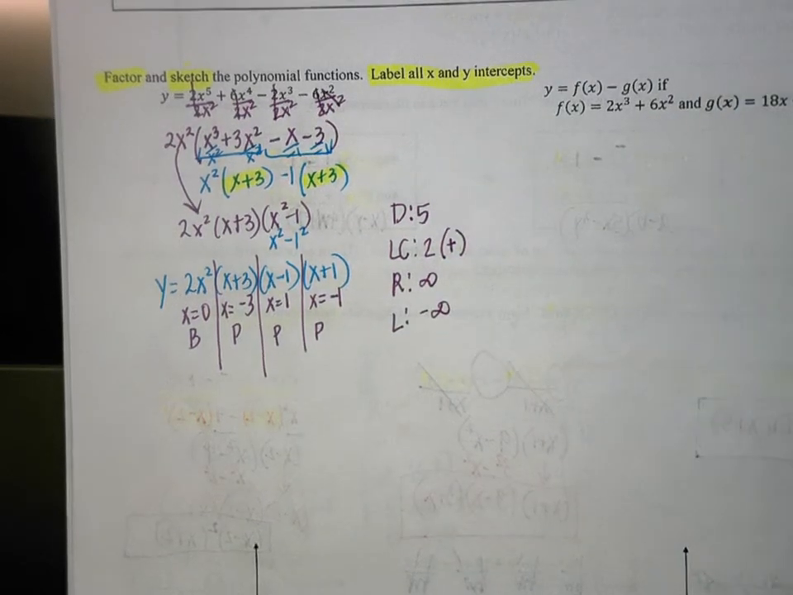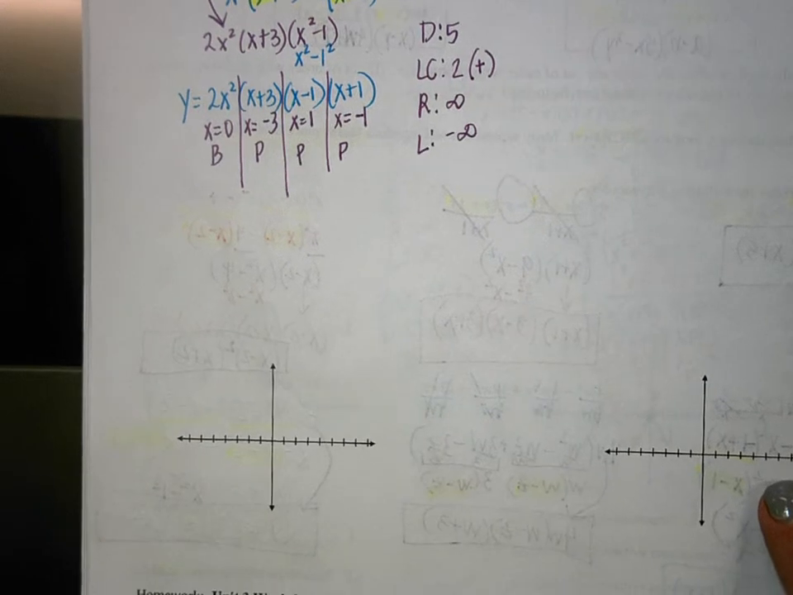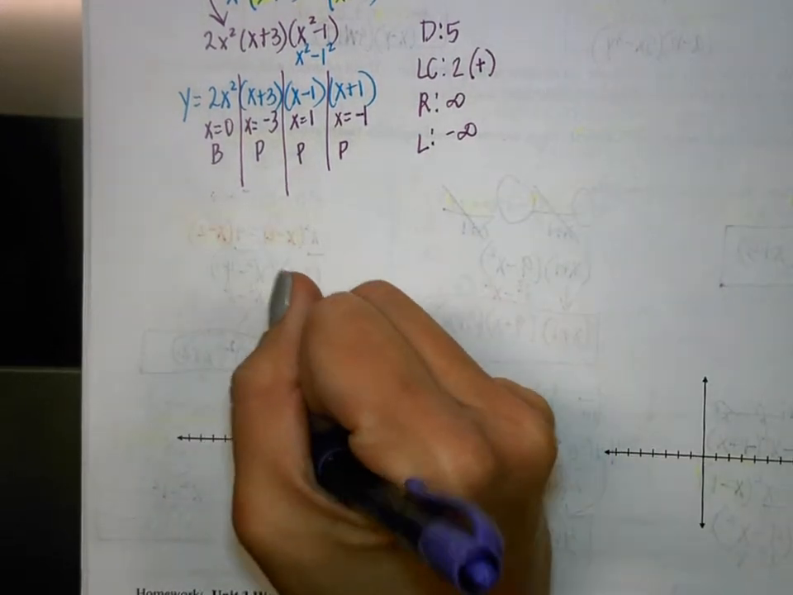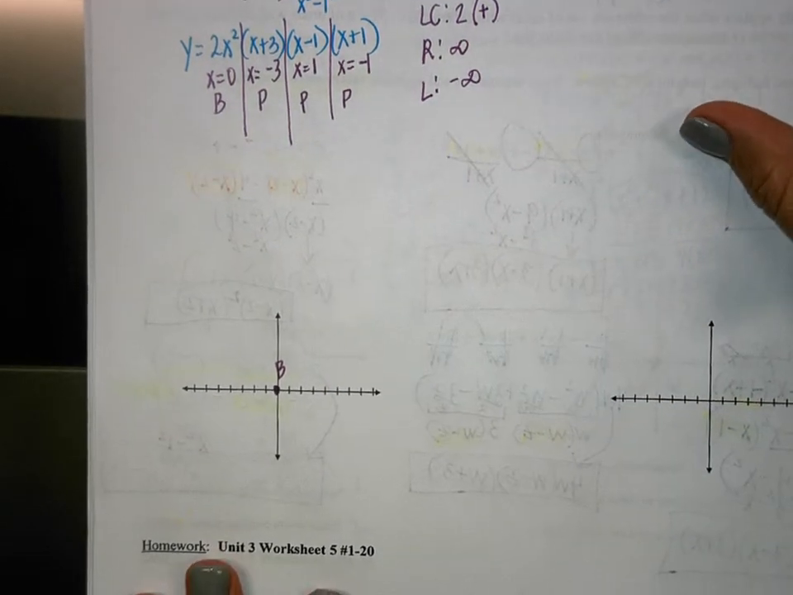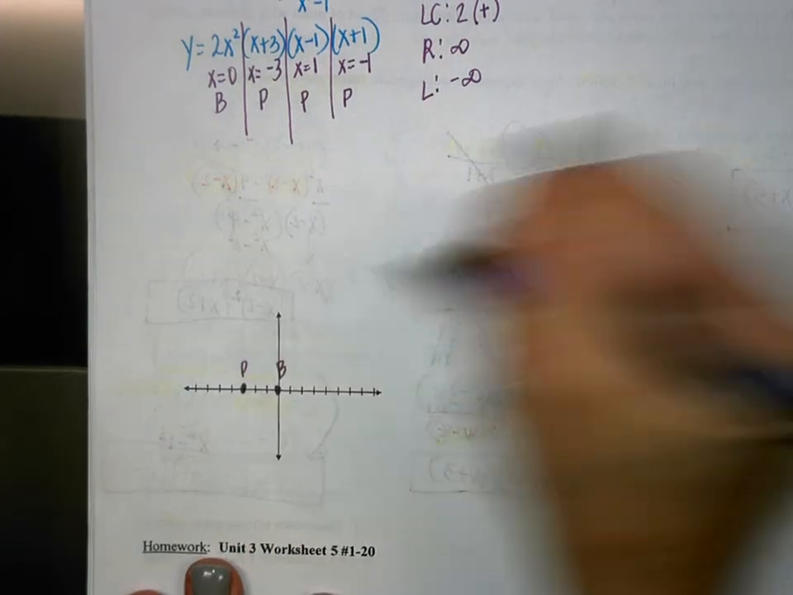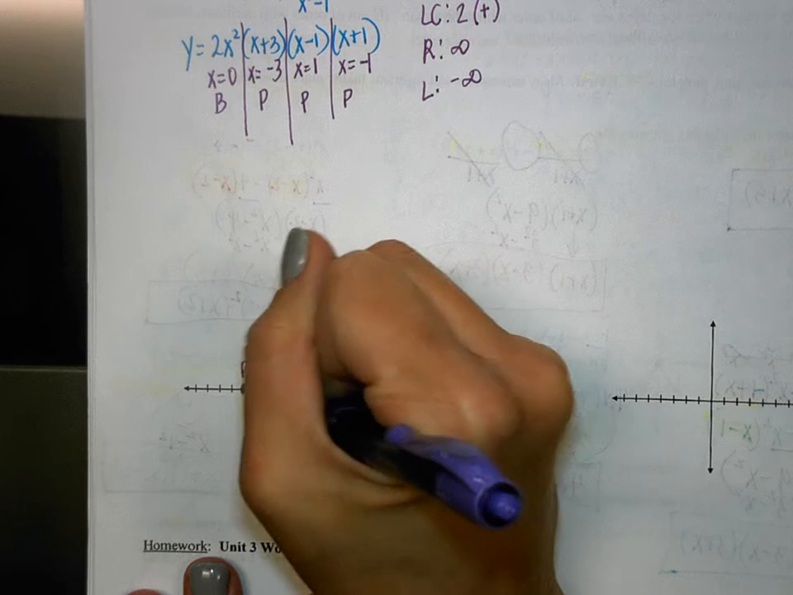Okay. We are now going to our graph. Okay, I'm going to plot these points. At 0, I make a point, and it's bouncing. Okay. At -3, I'm going to put a P for passing. At 1, I'm going to make a point and put a P for passing. And at -1, I'm going to put a point and put a P for passing.